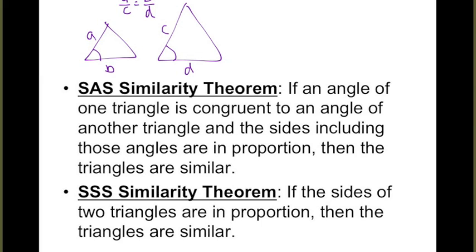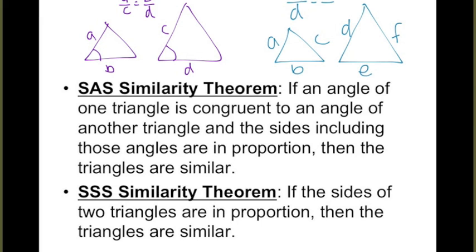Side-side-side similarity says that if I have two triangles and I know all three sides are in proportion, then I know those two triangles are similar, which means the angles must be congruent, even though we don't know anything about the angles. If we know all of the sets of sides are in proportion, then the triangles are similar, which means the angles are congruent.